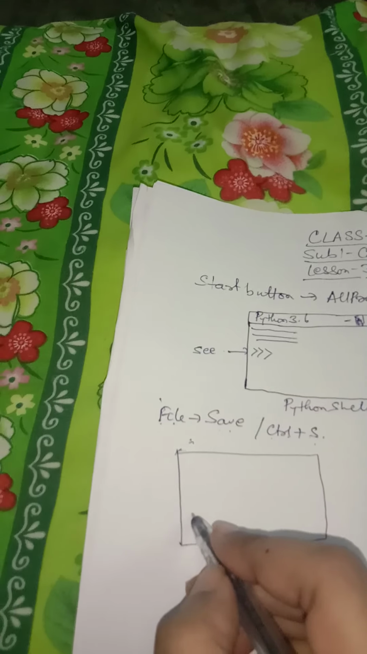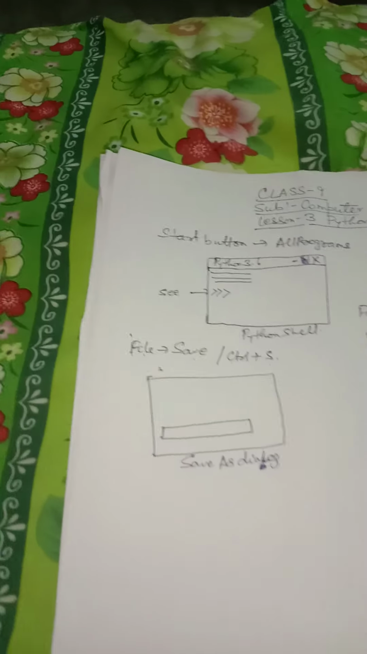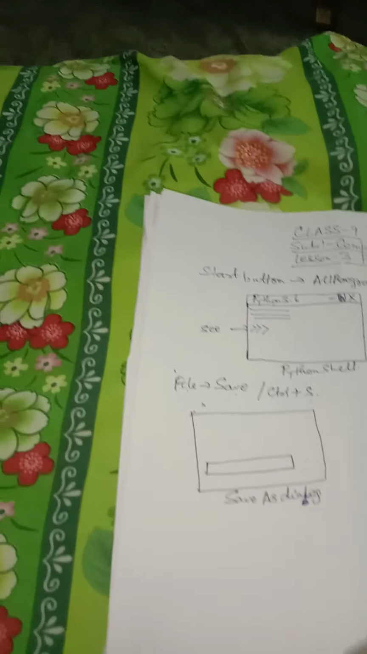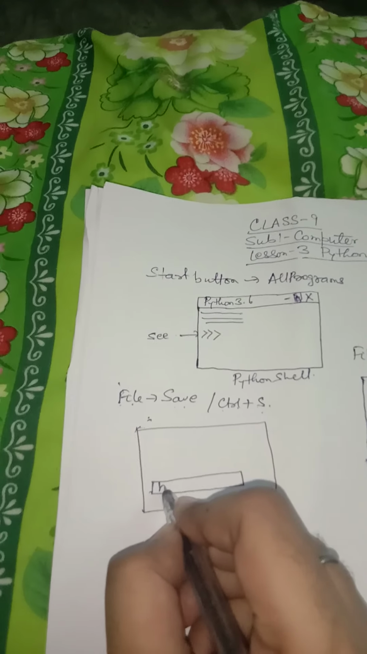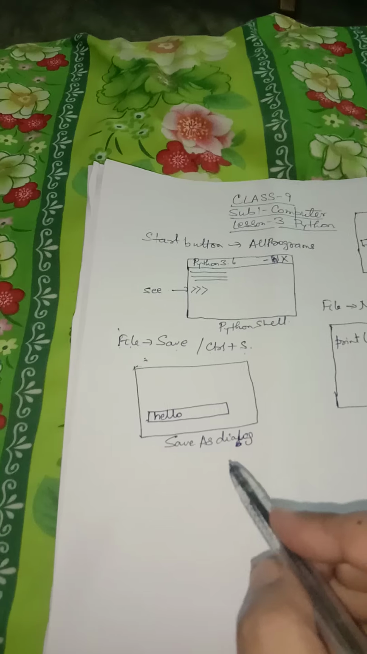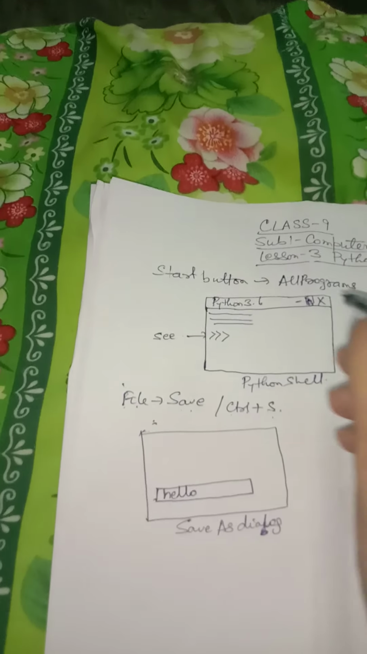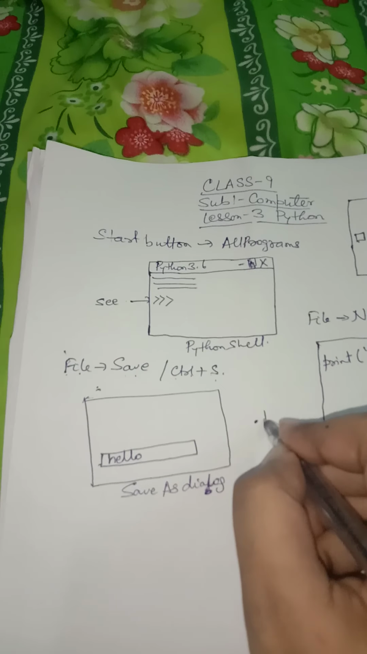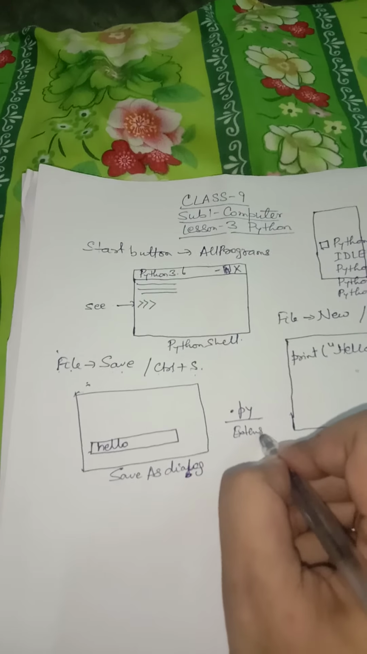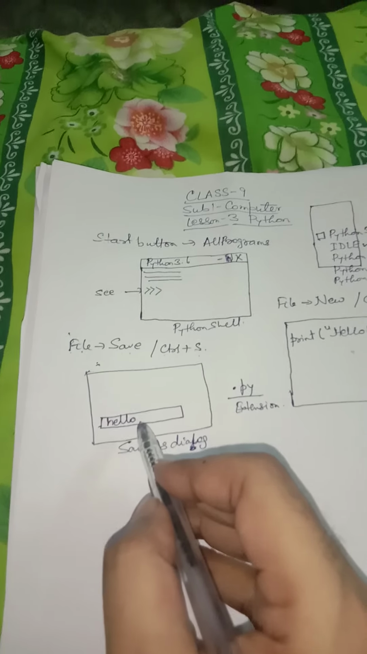Here we get a text box, and in the text box we can write the name of the file. Suppose I have written the name of the file as hello. Now we also have to use the extension. The extension of Python is .py. So we have to use .py here.